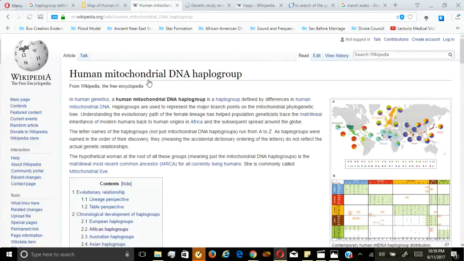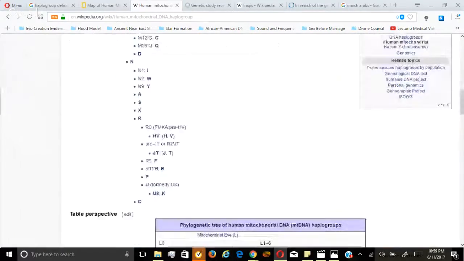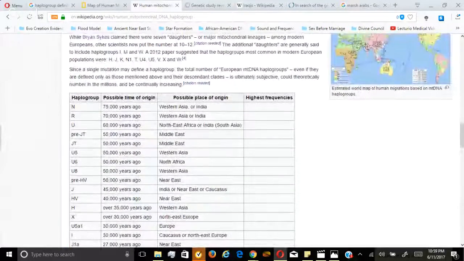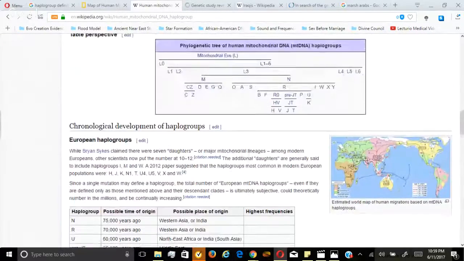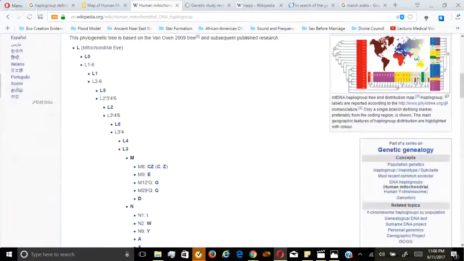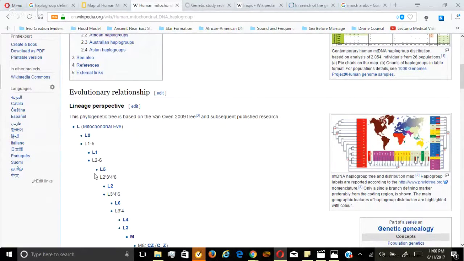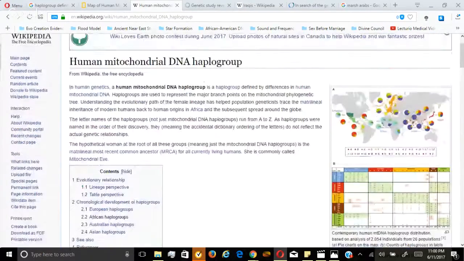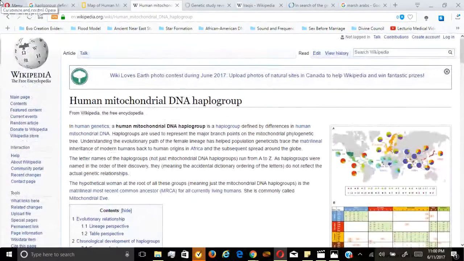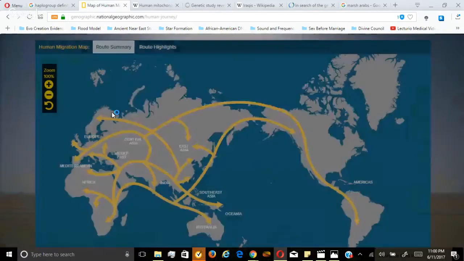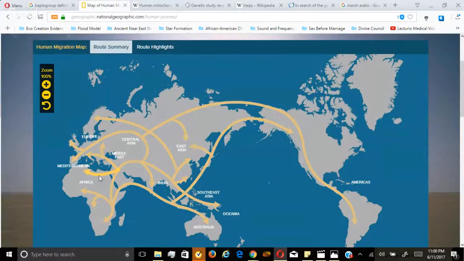Let me see, I had a real good chart earlier. But L1 through L6, L1-2, these are all black people. So if you're of the L haplogroup, you're actually from Africa, right? So anybody in America that gets a DNA test and you have any of these in your haplotype, then you are of African descent.